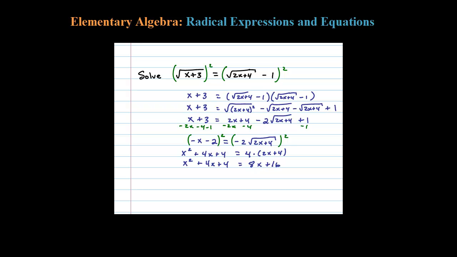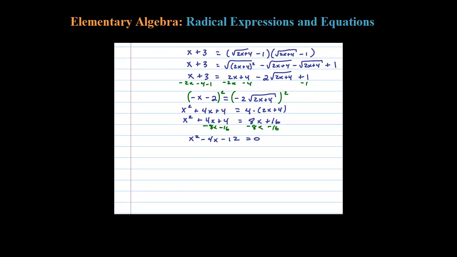Now this is quadratic, so let's get it equal to 0. Let's subtract 8x, and let's also subtract 16. Okay, so that leaves us with x squared minus 4x minus 12 equals 0. Now let's go ahead and try to factor this. X and x. 12 breaks down into 2 times 6. 2 times 6 adds up to negative 4 if the 6 is negative and the 2 is positive, and then positive 2 times negative 6 is negative 12.